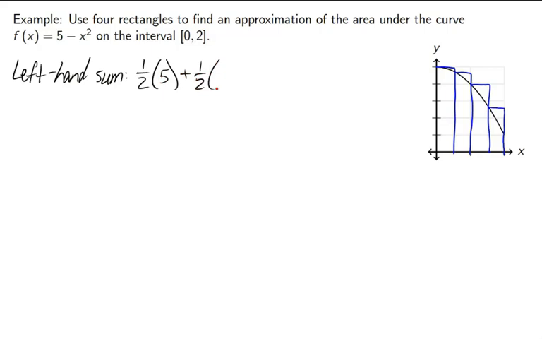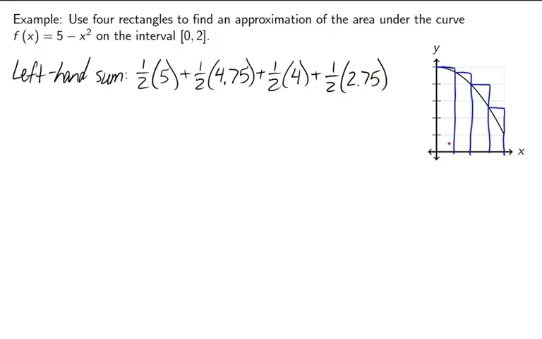At 1/2, it's 5 minus 1/4, 1/2 times... I'll just write it as 4.75. We'll keep this as decimals to make this easier. At 1, I get 1/2 times 4. And at 3/2, I should get 2.75. That's how we set it up.